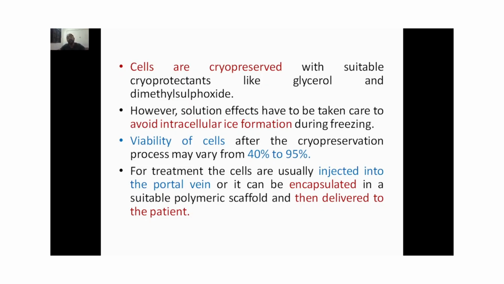So for treatment, the cells are usually injected into the portal vein of the liver, or they can be encapsulated in a suitable polymeric scaffold and then delivered into the patient. So these are the two different ways of delivering. Either you can directly inject into the portal vein, or you can encapsulate. That means you use some polymer scaffold for the encapsulation or protection, and then you deliver it back into the patient, like lipids or polymeric substitutes or carriers.